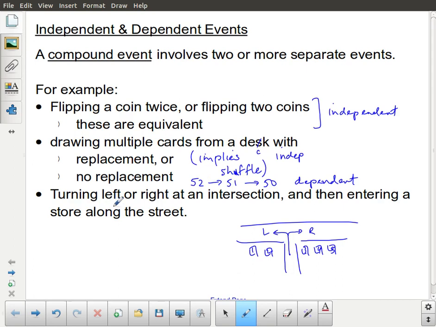And then this example I made up, turning left or right at an intersection and then entering a store. You can only enter stores 1 and 2 if you turned left. You can only enter stores 3, 4, and 5 if you turned right. And so in this case, we also have a dependent event or a dependent situation.